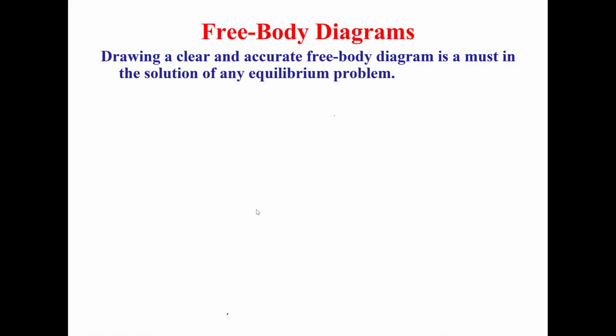To adopt the solution method, the first thing we need to do is draw something called a free body diagram. This is a must, because this will help you to identify the problem accurately. Drawing a clear and accurate free body diagram is a must in the solution of any equilibrium problem.